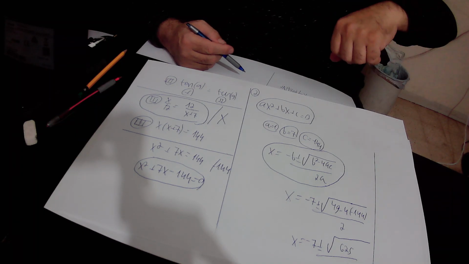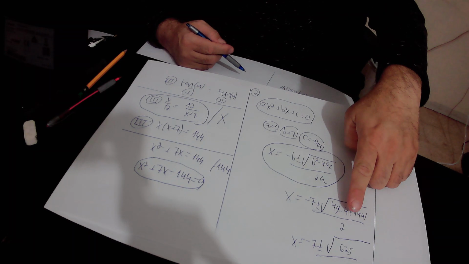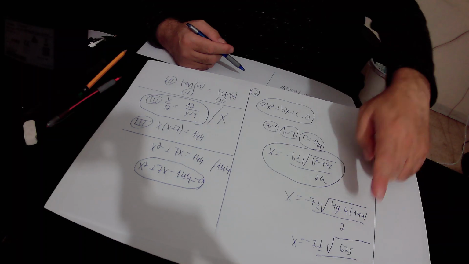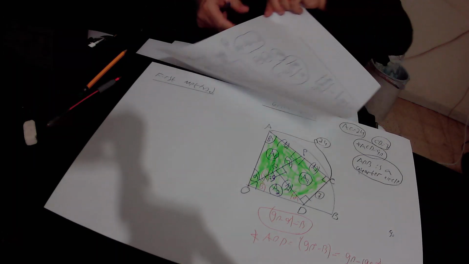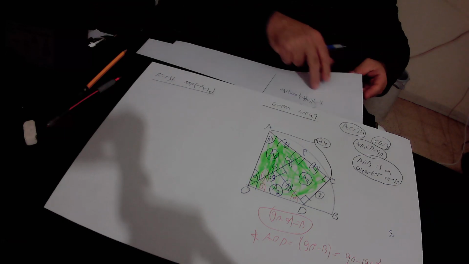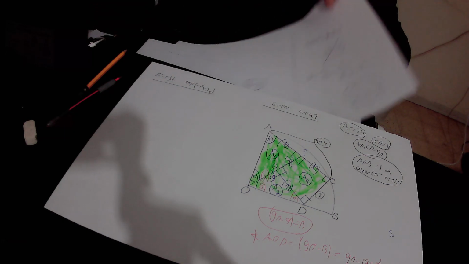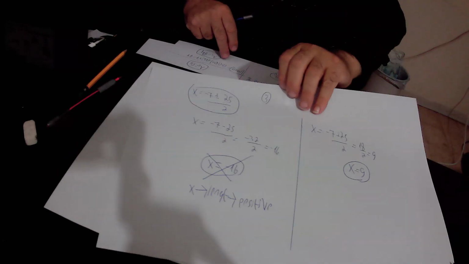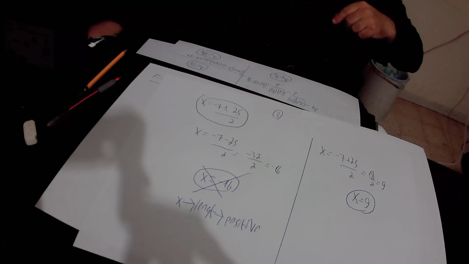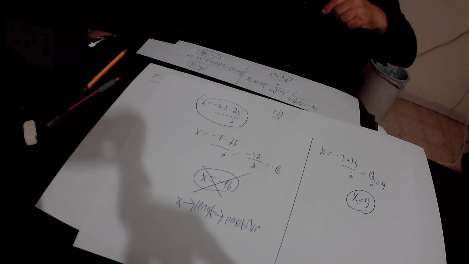over 2. The square root of 625 is 25. So this expression in total will be equal to minus 7 plus or minus 25 over 2. Repeat again. We found out that x equals minus 7 plus or minus 25 over 2. So here we will have two possible solutions for x.